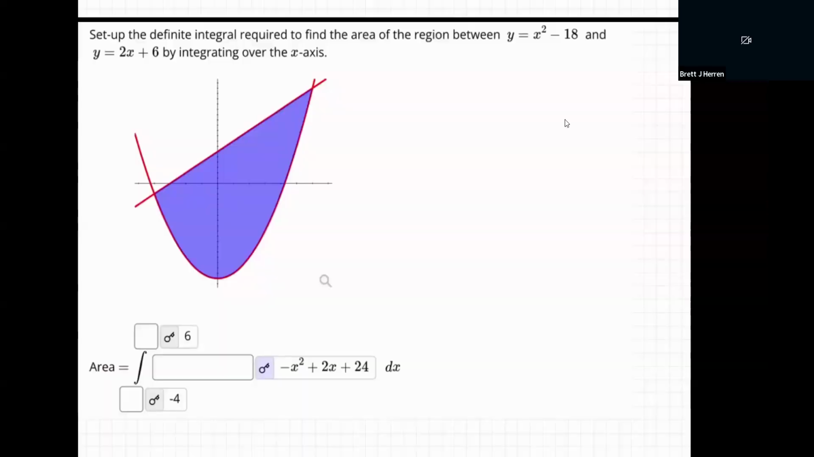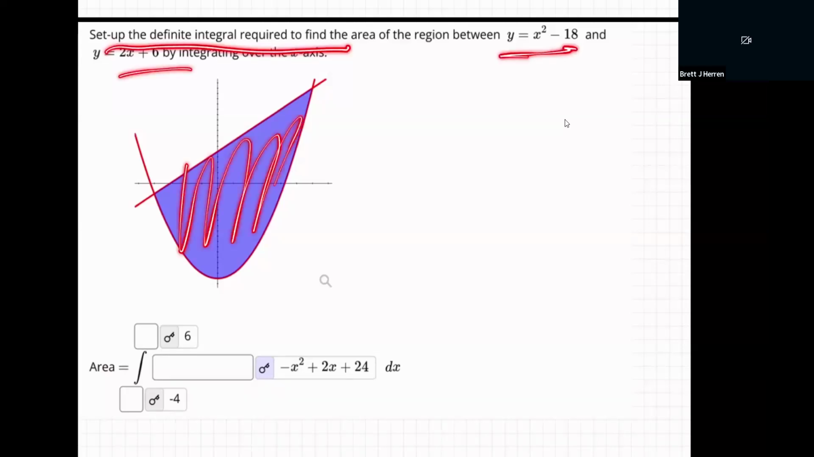Okay, so on this one, we're gonna set up the definite integral to find the area between these two curves, this area right here, this blue region. So how are we gonna do it?